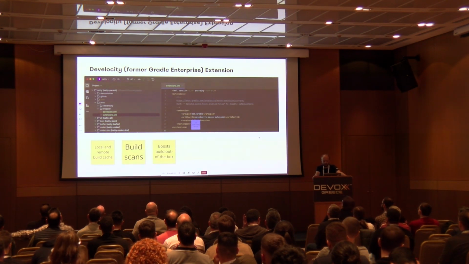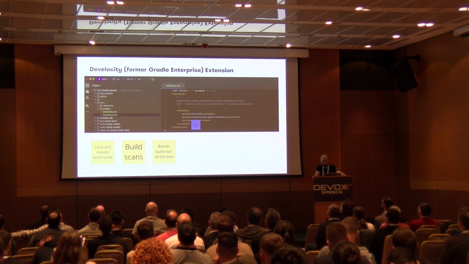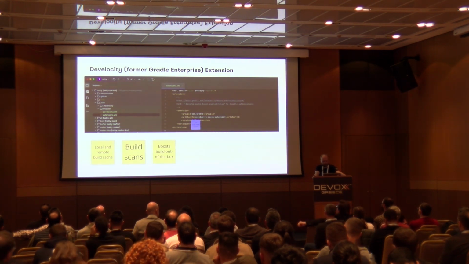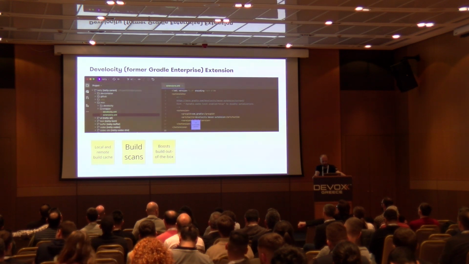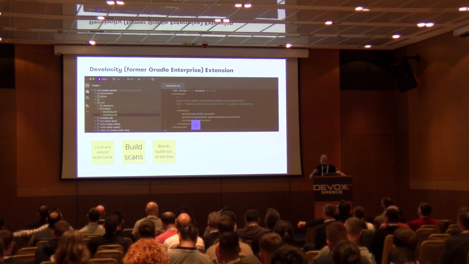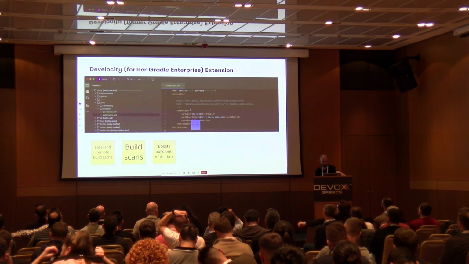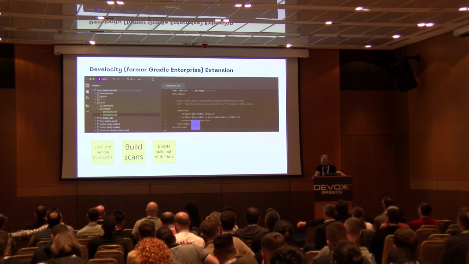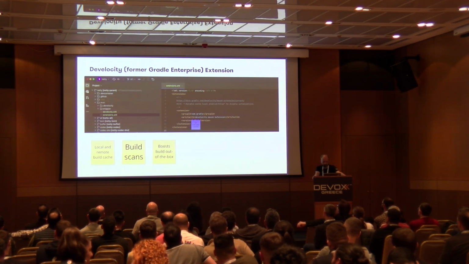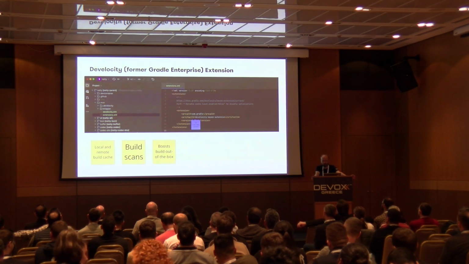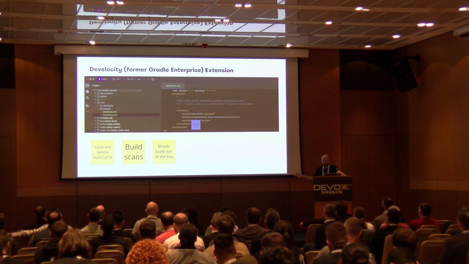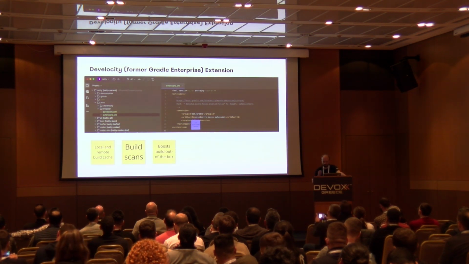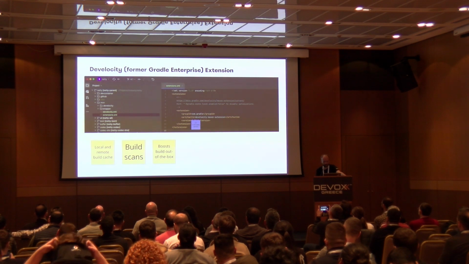Another solution is Develocity, which you may know as Gradle Enterprise in the past. It's an extension, which is also relatively easy to install. You need to add the extension to the list of extensions XML. It also supports local and remote build caches. It supports build scans, and it boosts the build out of the box. What I mean is, just try to add it to your build and see how much faster it can become. I was impressed when I saw it the first time.